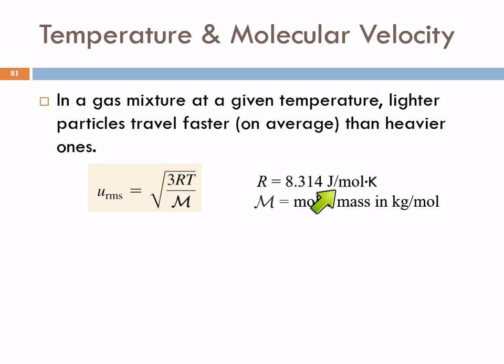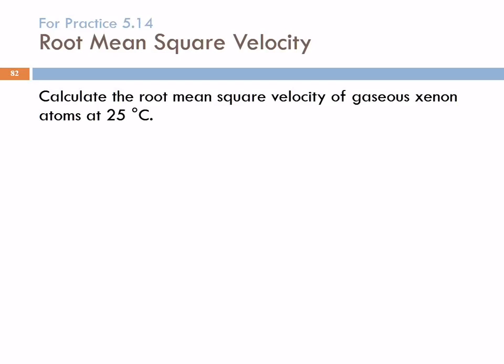So 8.314 joules per mole Kelvin. This is just the ideal gas constant with different units. And the molar mass here, in order for the units to work out, needs to be in kilograms per mole. Okay, so we can calculate the average velocity of a gas, and it's going to vary with its temperature and its molar mass. So calculate the root mean square velocity of gaseous xenon atoms at 25 degrees Celsius. So we do need that equation.